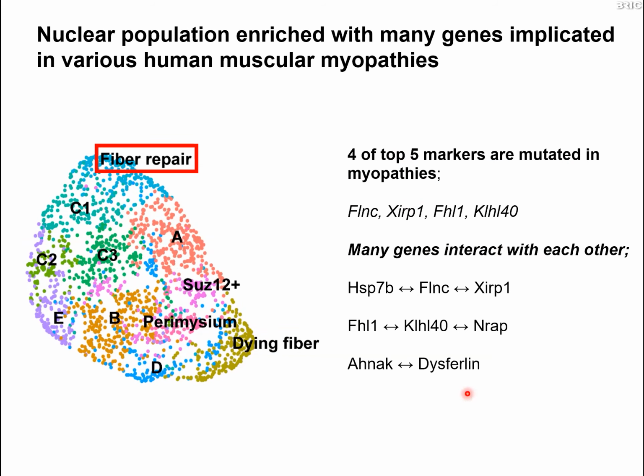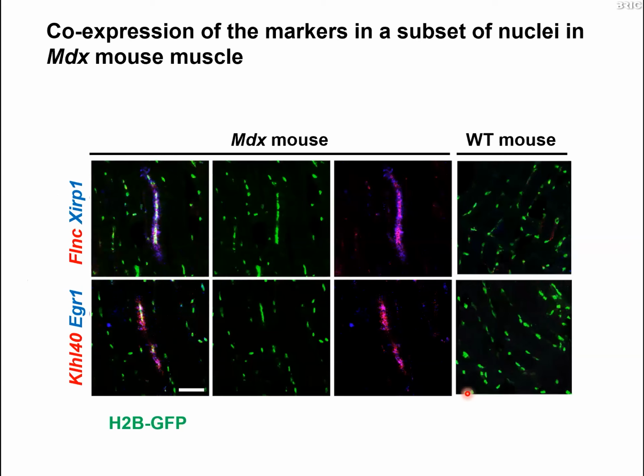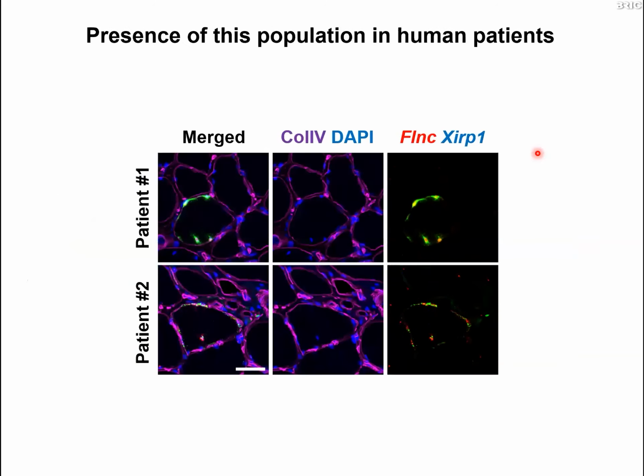And when we tried to validate these findings by performing different combinations of in situ hybridization, we could readily identify these nuclei that are co-expressing these marker genes in the MDX mouse, but not in the wild type control. And this finding was further recapitulated in human patients who carry mutations in the dystrophin gene.